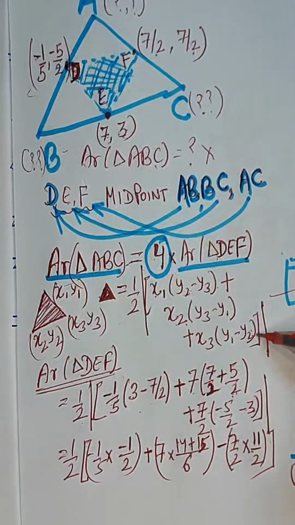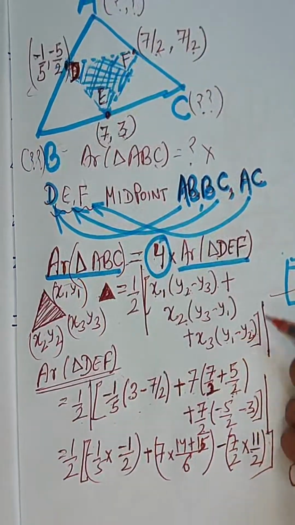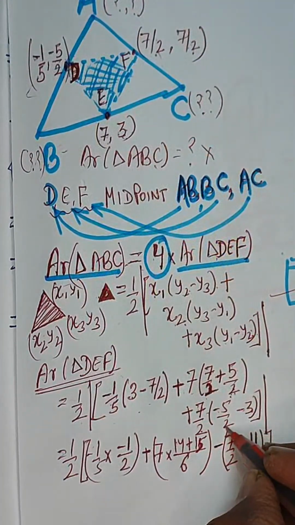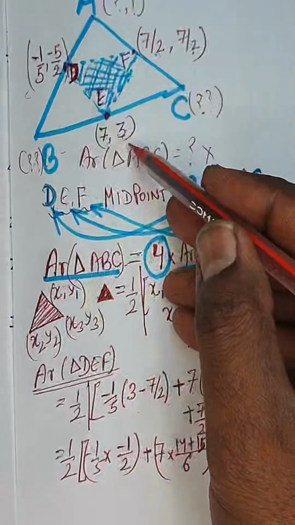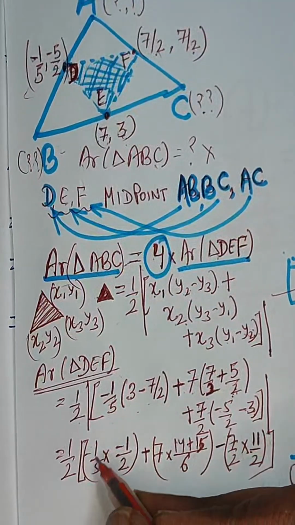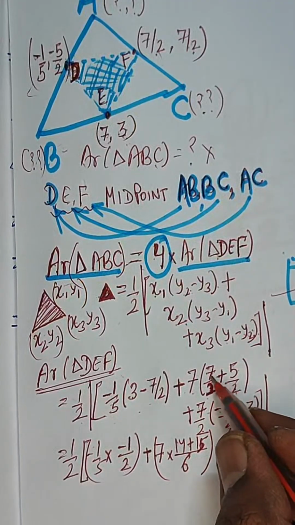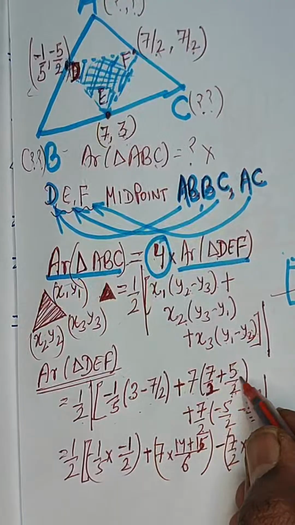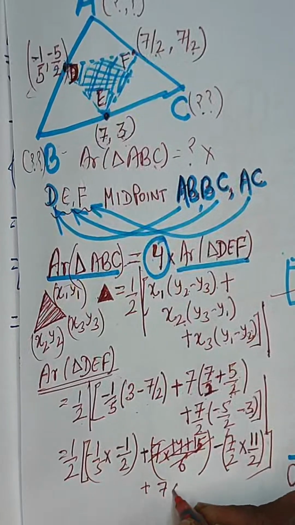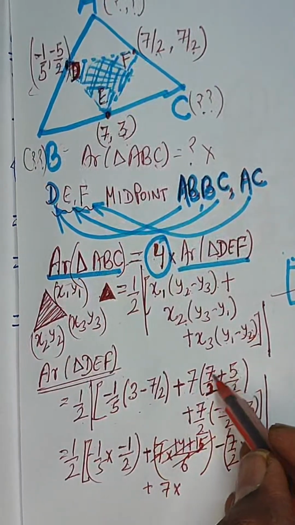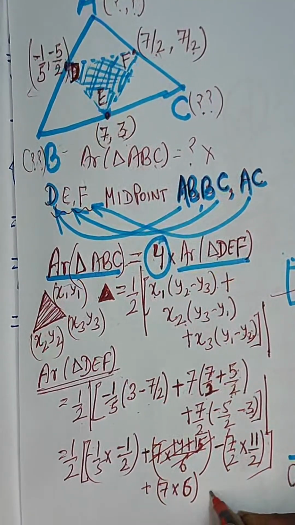Plus x3 into y1 minus y2. What is x3? x3 is 7 by 2. 7 by 2 into y1 minus y2. y1 is minus 5 by 2, minus 5 by 2 minus y2. y2 is 3. Right? So just write it. So minus 1 by 5 into minus 1 by 2 plus, here 7 plus 5 is 12, 12 by 2. So this one will become 7 into 12 by 2, that is 6, right?